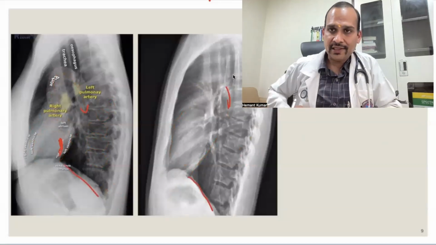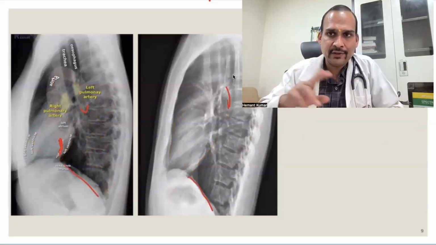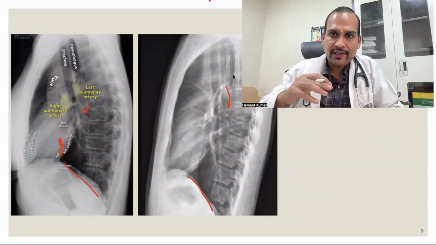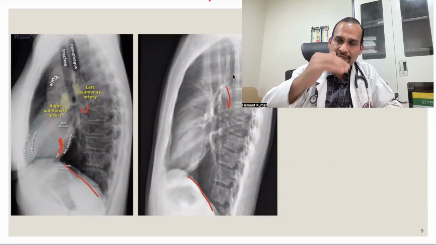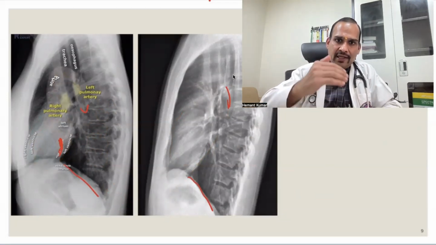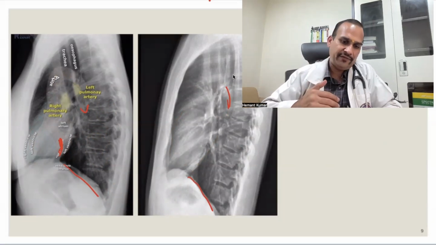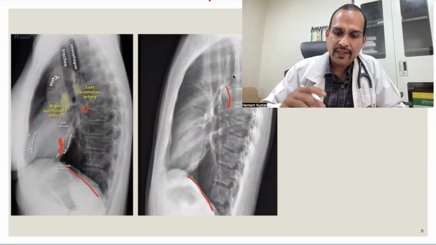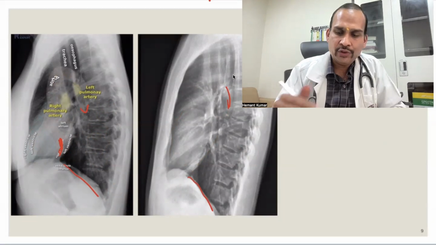Since it is a lateral X-ray, both diaphragms overlap. The diaphragm on the superior side is the right diaphragm, and the lower one is the left diaphragm. So these are the things we should see in a lateral X-ray.